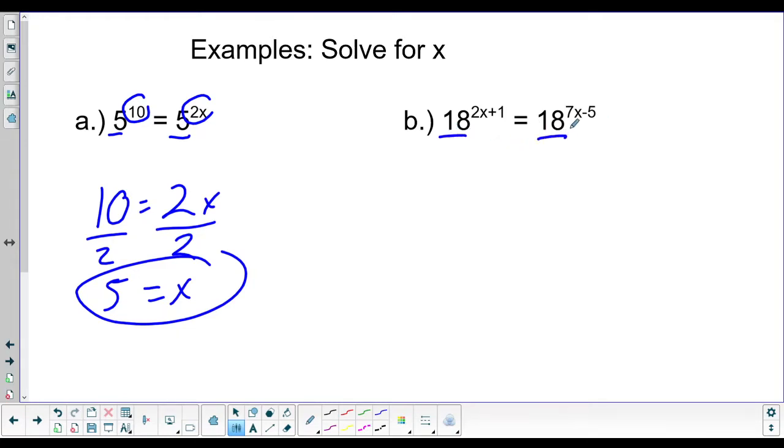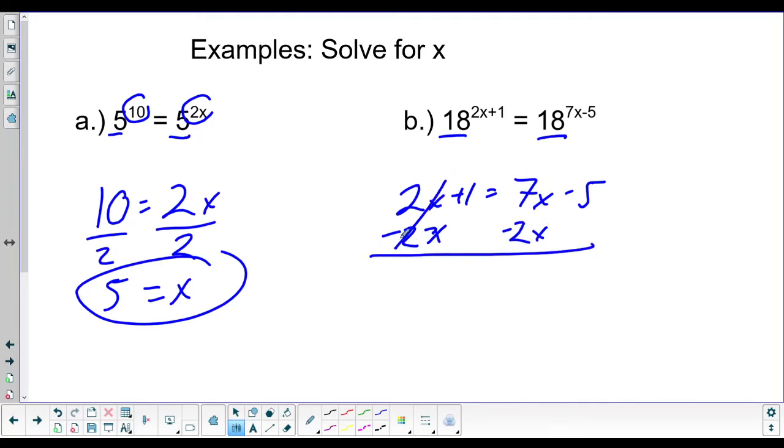Because our base is the same, we set the exponents equal to each other. 2x plus 1 equals 7x minus 5. Now we move all the x's to one side and all the numbers to the other side. So let's move the 2x over here. Minus 2x. 2x minus 2x is 0, and these cancel. Bring down our 1 equals 7 minus 2 is 5x. Bring down our minus 5.